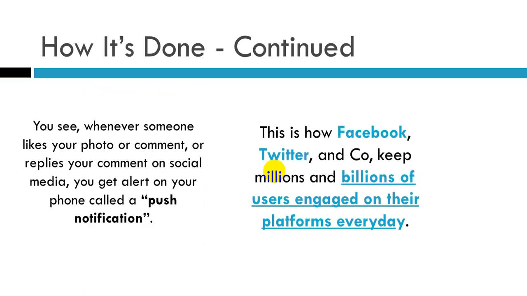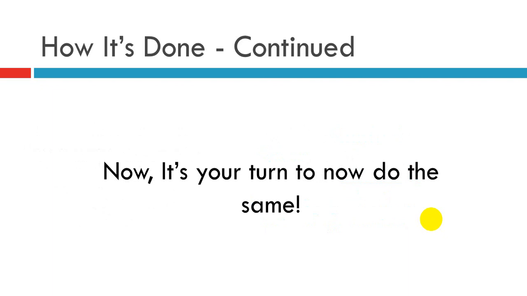Now, this is how Facebook, Twitter, and co keep millions and billions of users engaged on their platforms every day. And this is what makes them worth billions of dollars. This is what makes them very rich. So it's your turn to do the same. People pay Facebook, Twitter, and all these other companies billions in advertisement. They pay small amounts of money, but it turns out to be billions at the end of the year, at the end of the month even. So it's your turn to do the same.